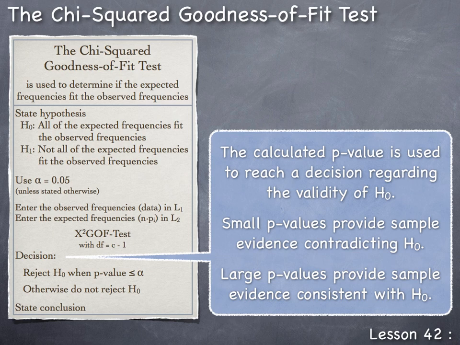The calculated p-value is used to reach the decision regarding the validity of H0. Small p-values provide sample evidence contradicting H0. That's why when the p-value is less than or equal to alpha, we reject H0. And large p-values provide sample evidence consistent with H0. That's why when the p-value is greater than alpha, we do not reject H0.